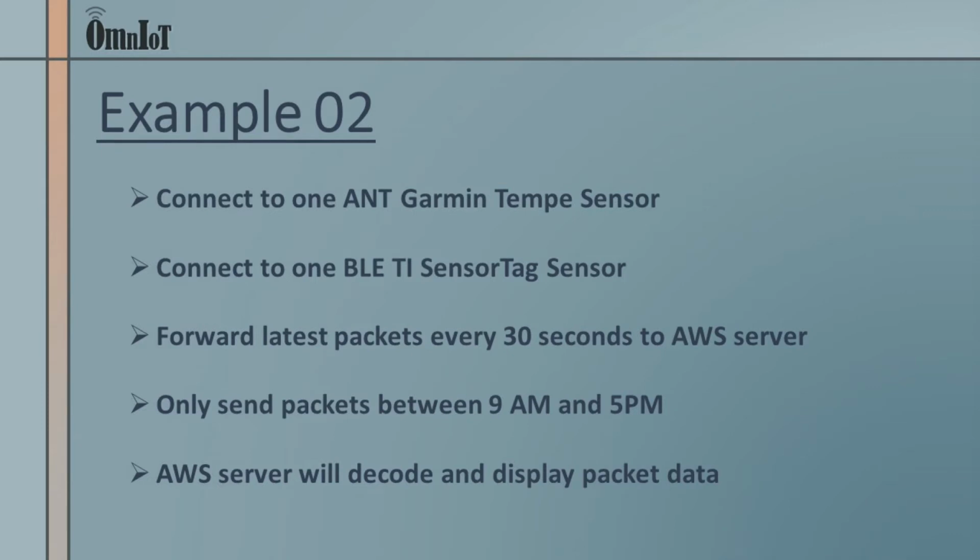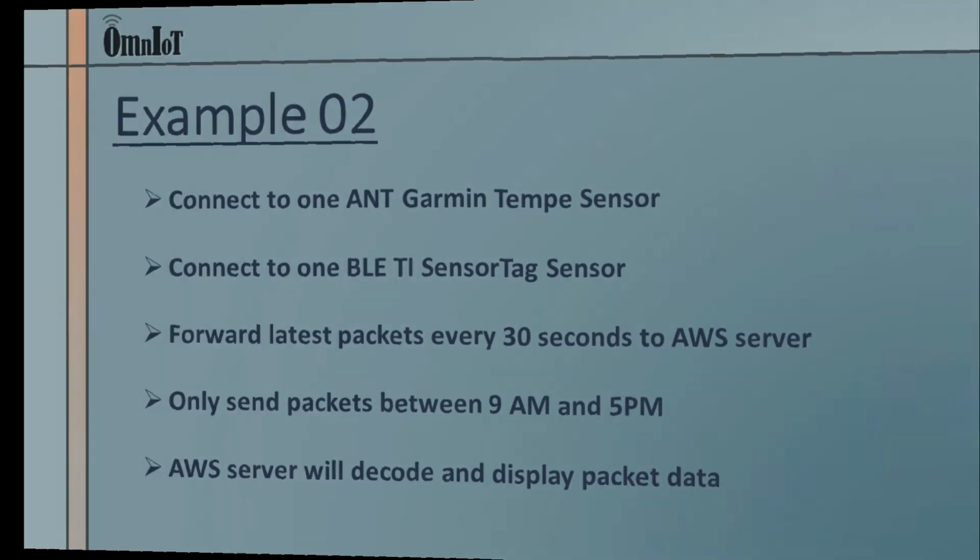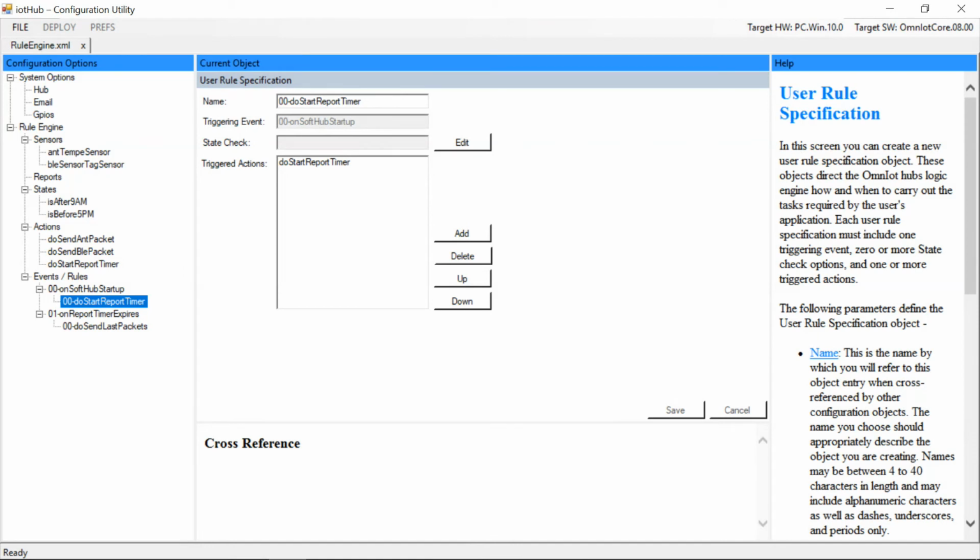Our second example is a variation of the first example and is meant to introduce two new object types, timer action objects and time of day state objects. In the second scenario, we're still connecting to the same two ANT and Bluetooth Low Energy sensors and forwarding packets to our remote packet capture server. However, instead of forwarding each packet as it arrives, we'll send the most recent packet received from each sensor only every 30 seconds. We'll also add some conditional state logic so packets are only sent between the hours of 9 a.m. and 5 p.m. Again, we require just two rule objects to configure the scenario.